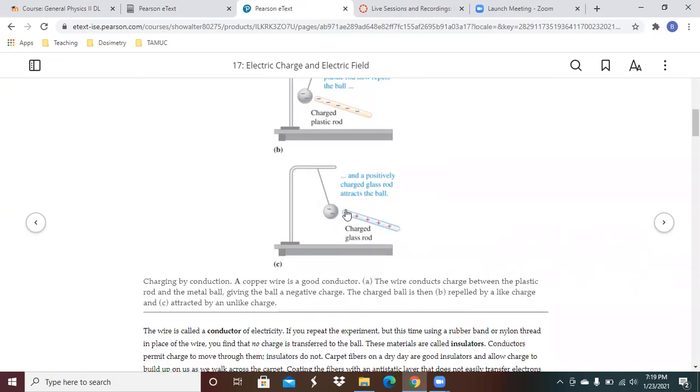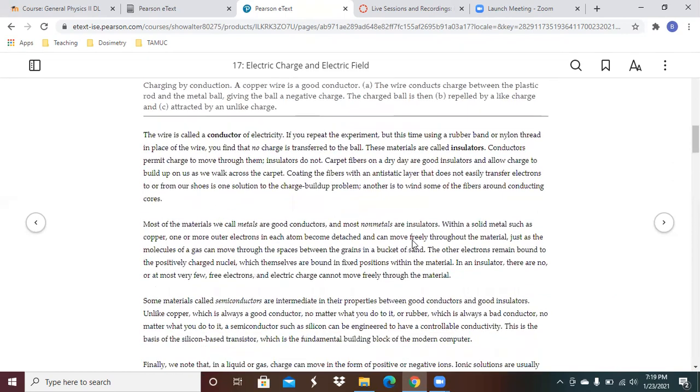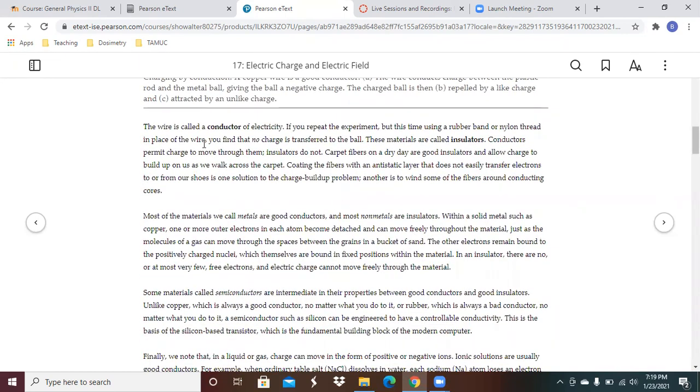If you were to take a positively charged rod and hold it close to that metal ball, you would find that it would be attracted. They're unlike, so they pull towards each other. The wire in that particular case is called a conductor of electricity. If you repeat the experiment, but use a rubber band or nylon thread in place of the wire, you're going to find that no charge is transferred. That's because those materials are considered to be insulators. Conductors permit charge to move through them, and insulators don't.